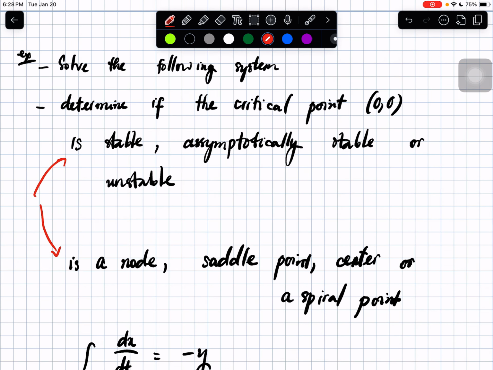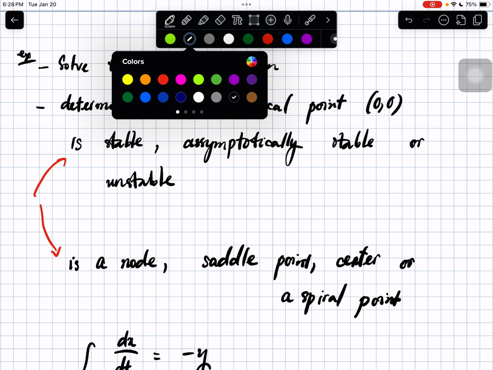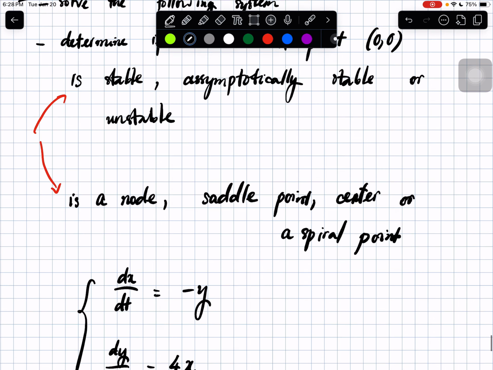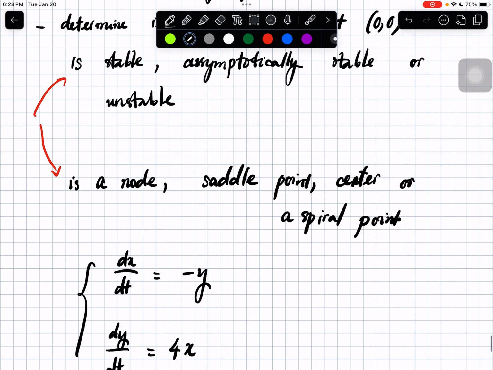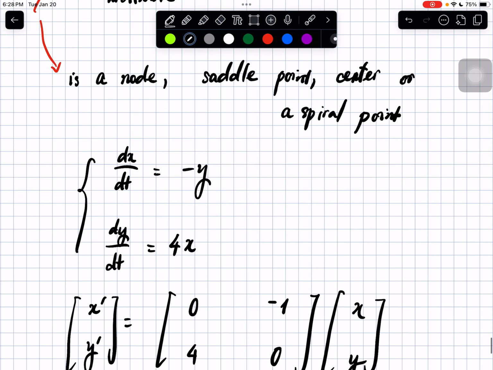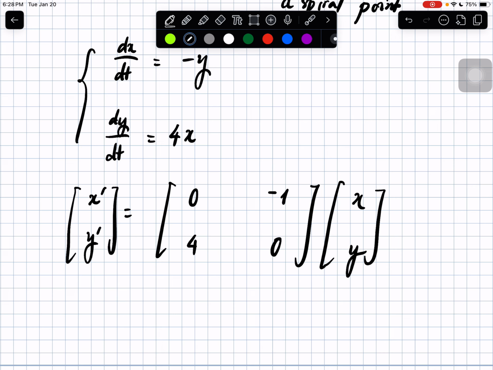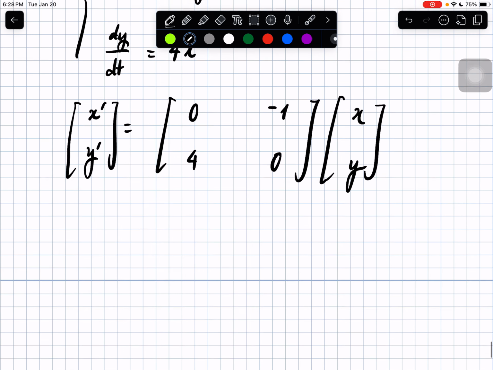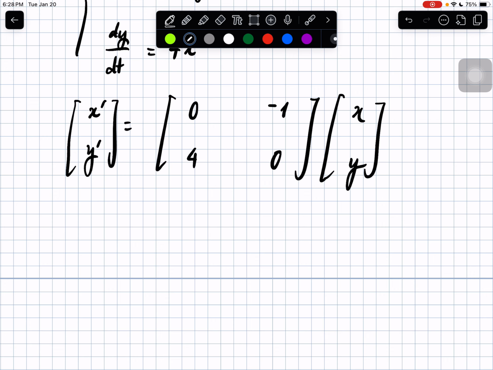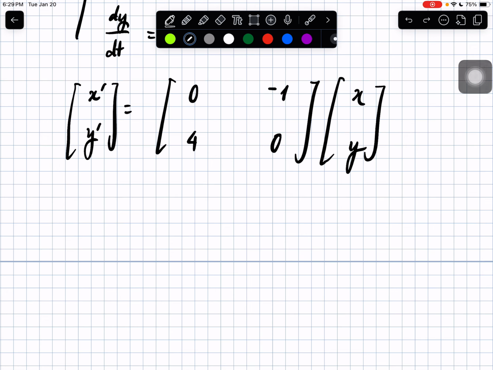Solve the following system. Determine if the critical point (0, 0) is stable, asymptotically stable, or unstable. Determine whether (0, 0) is a node, a saddle point, center, or spiral point. dx/dt is this, dy/dt is this, or they can give us in terms of this matrix form: x prime, y prime equal to [0, -1; 4, 0] times x, y. So we use eigenvalue methods, find eigenvalues, eigenvectors.